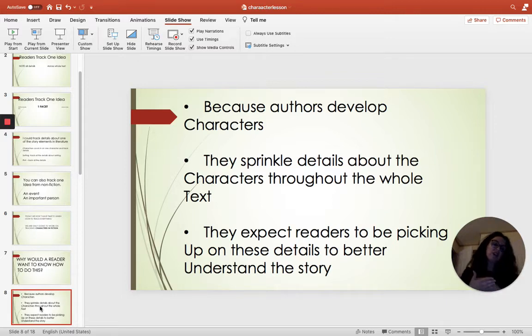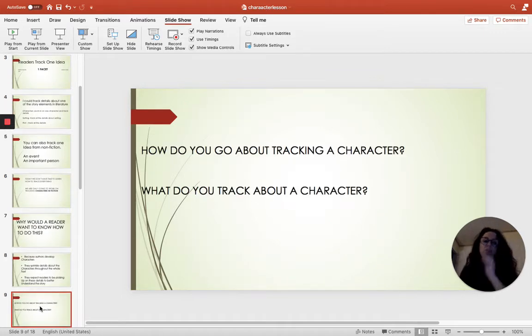They're not just going to tell you one detail, right? That wouldn't make for an exciting story. We have to track every detail so that we can figure out how this character develops in the story. That's why tracking is important.